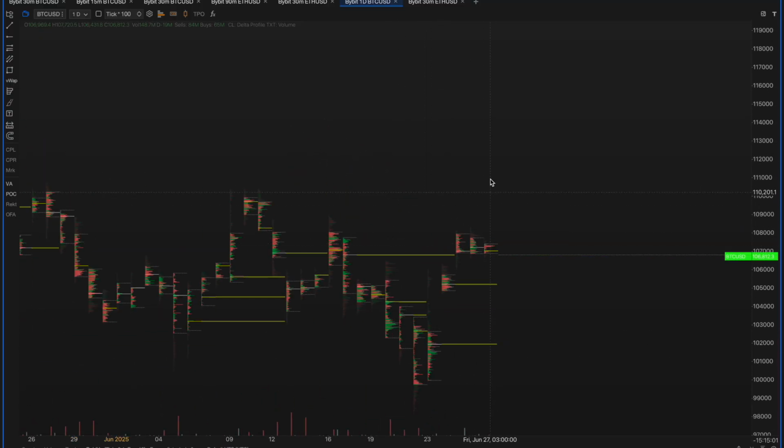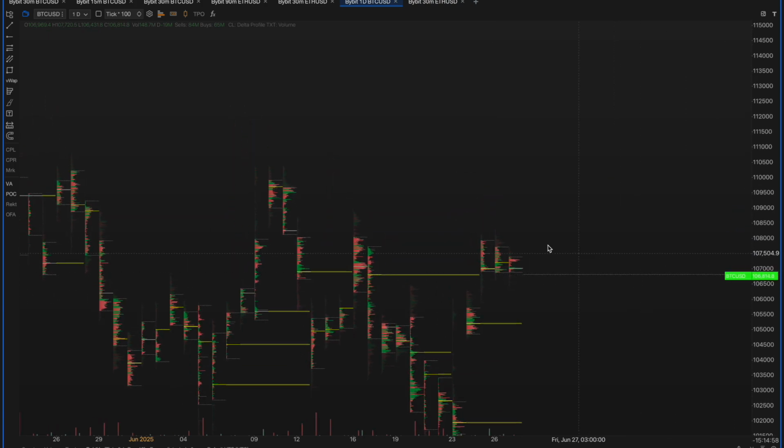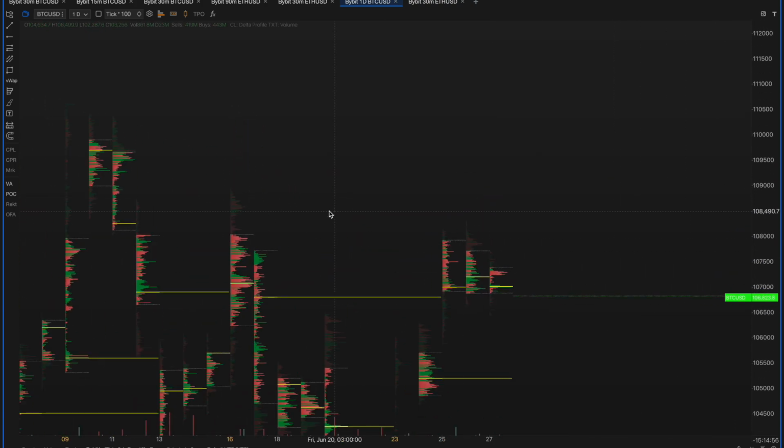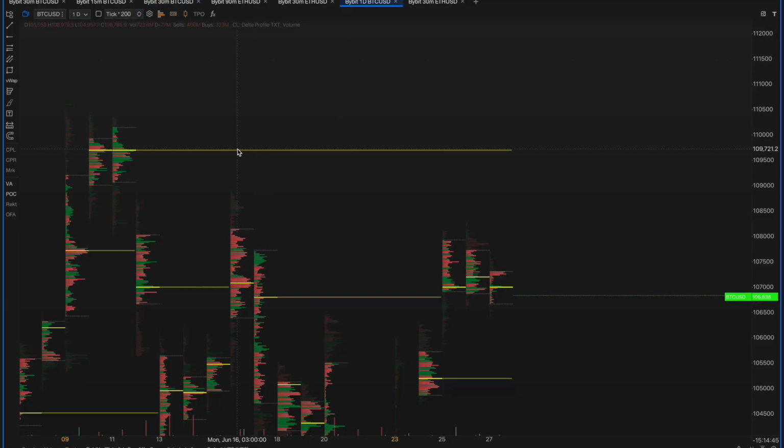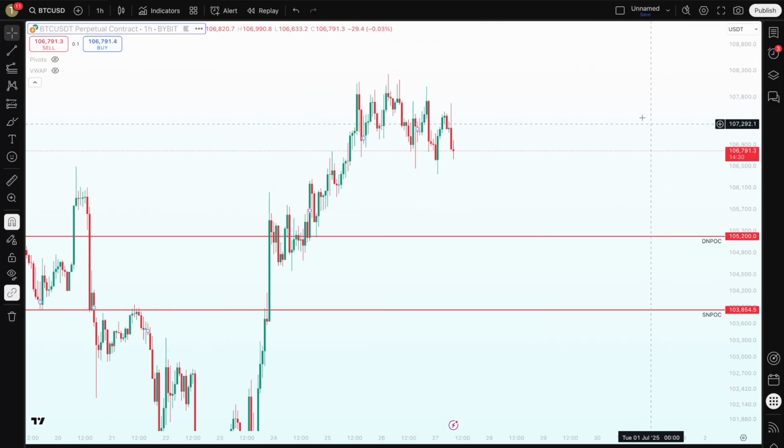So for me, the fact that we don't have a session NPOC level here was making me intrigued, because I know that this zone right here is a zone where it has a lot of volume. So what I did was I changed the tick size, which I don't usually do, but if you change the tick size and double it, what you will see here is that there is a session NPOC level that basically has the same volume as the other NPOC level. So here, the level that we have is $109.700.